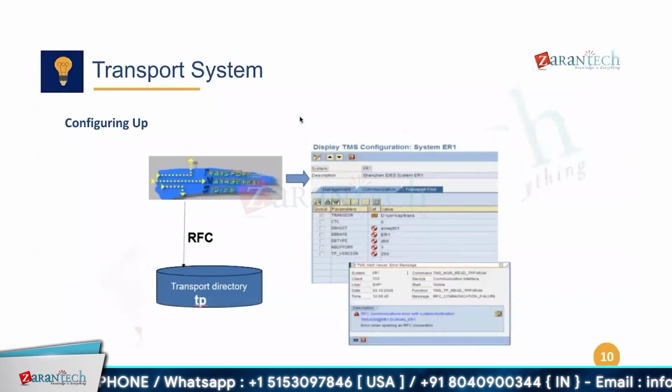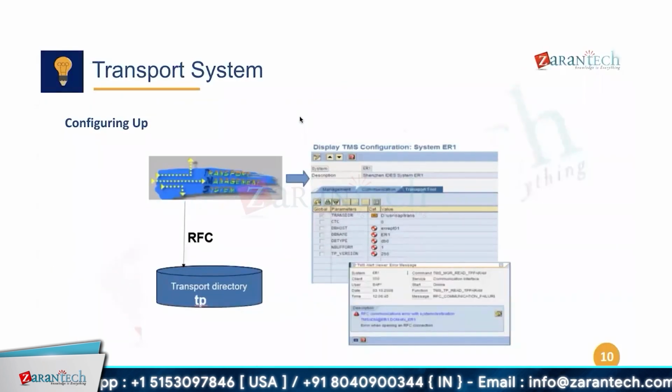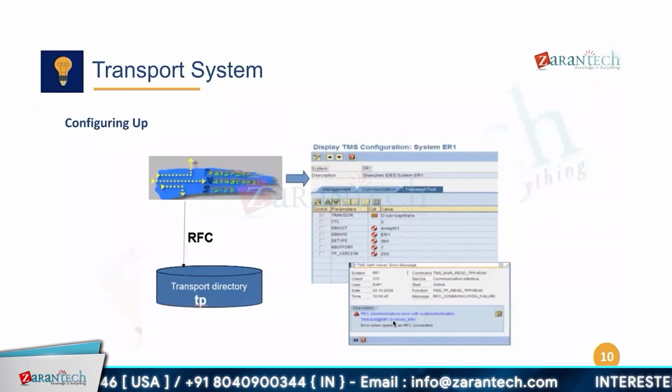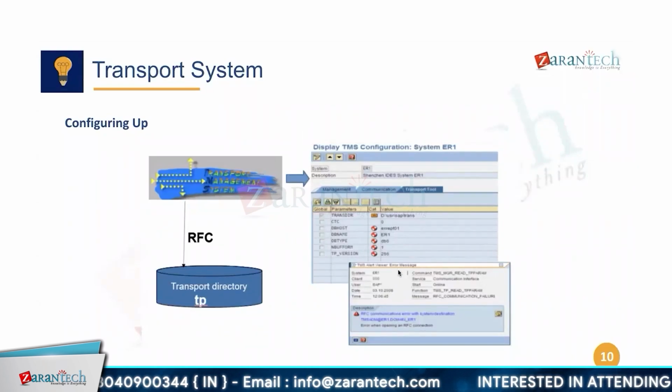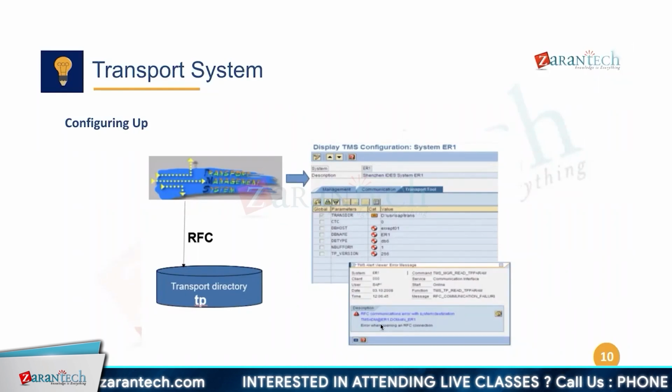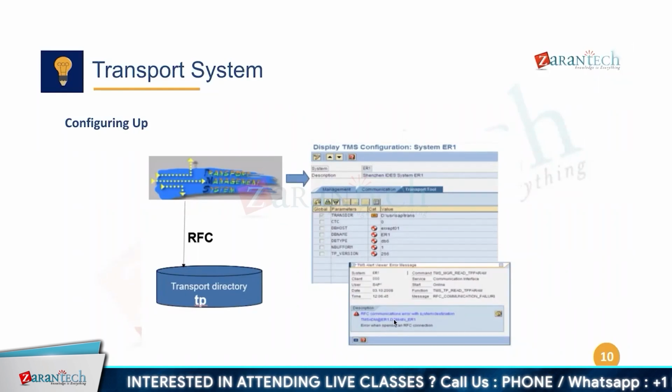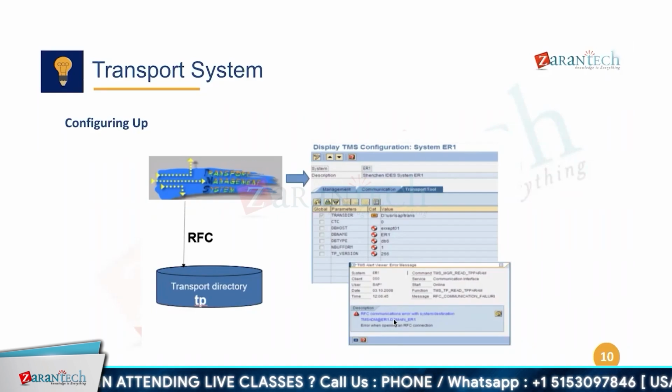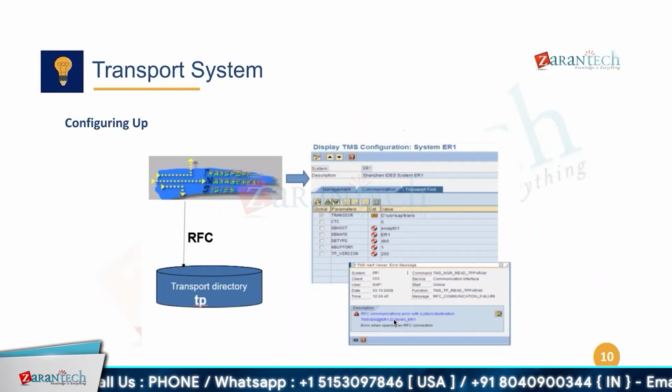Okay, so configuring UP. This is what I was referring to. Just now I said, right, RFC communication error with system destination. Sometimes you may get this kind of error. That is when you have to check the RFC communication. But I don't think so, this error can be very misleading. That's why I ask this question.